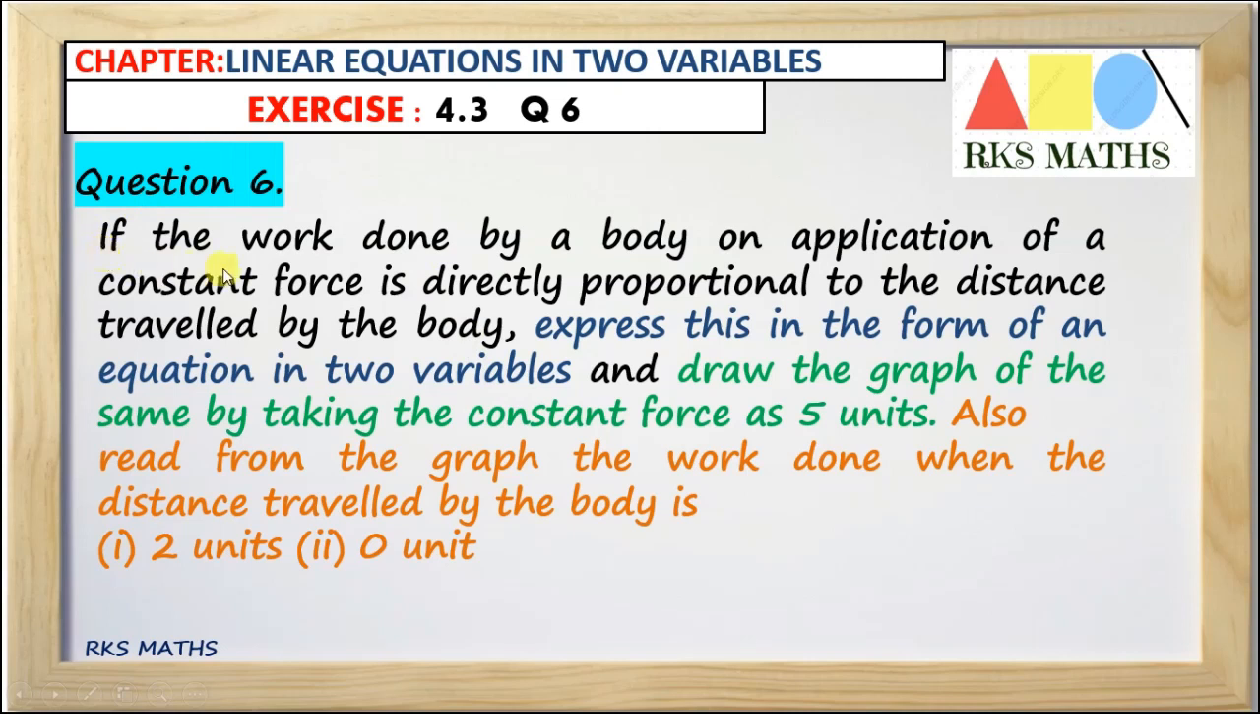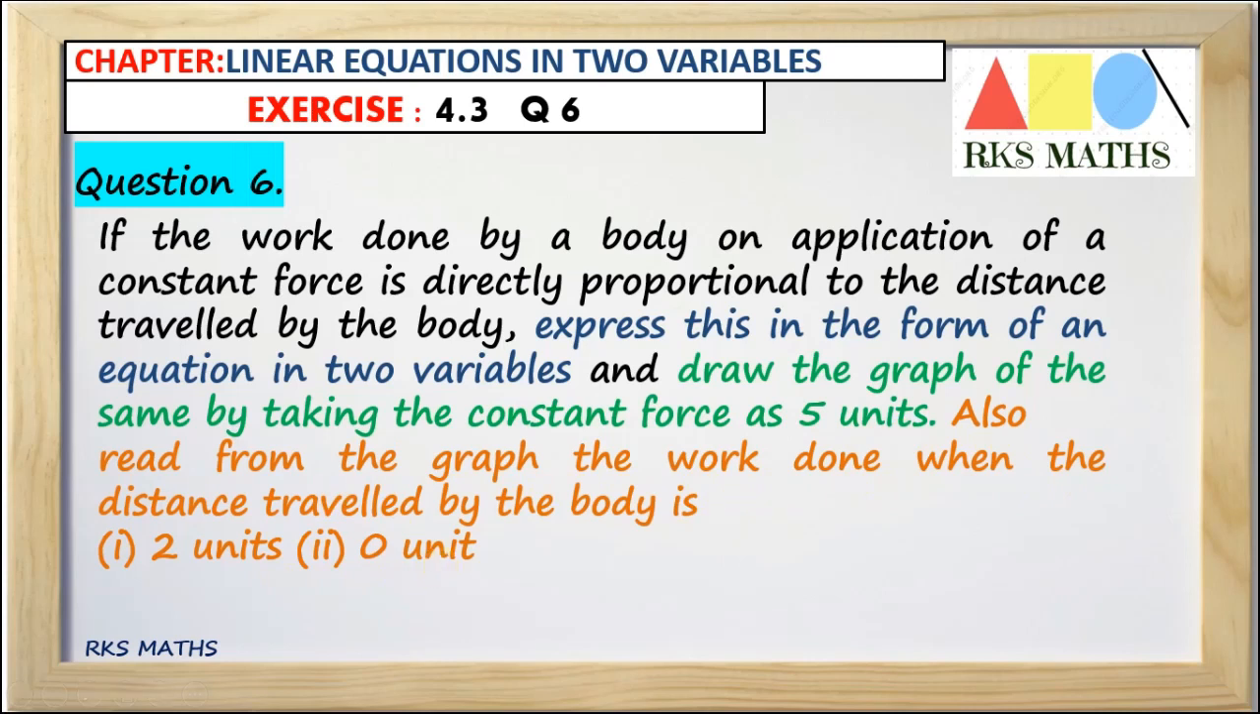Students, the question is: if the work done by a body on application of a constant force is directly proportional to the distance traveled by the body. We have been asked to express this in the form of an equation in two variables and draw the graph of the same by taking constant force as 5 units, and also read from the graph the work done when the distance traveled by the body is 2 units and 4 units.